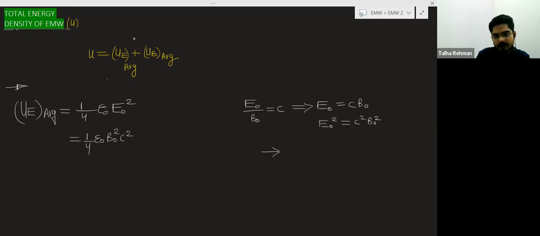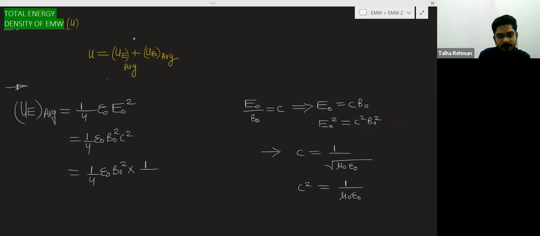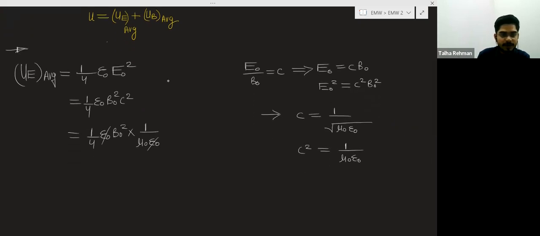Now there is another relation. C is equal to 1 upon under root of mu naught into epsilon naught, and C square can be written as 1 upon mu naught into epsilon naught. So it can be written as 1 by 4 of epsilon naught B naught square, with C square as 1 upon mu naught into epsilon naught. Epsilon naught and epsilon naught can be cancelled out. So finally, what you will get? 1 by 4 of mu naught into B naught square.